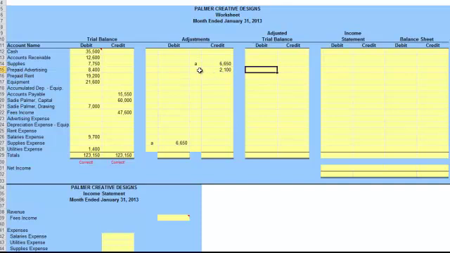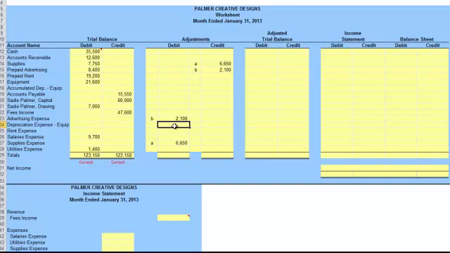I'm going to label it B, adjustment B. And then I'm going to go down here to advertising expense in the adjustments column, and I'm going to debit it for $2,100 and label it B. $2,100 of my advertising contract got used up in the month of January.